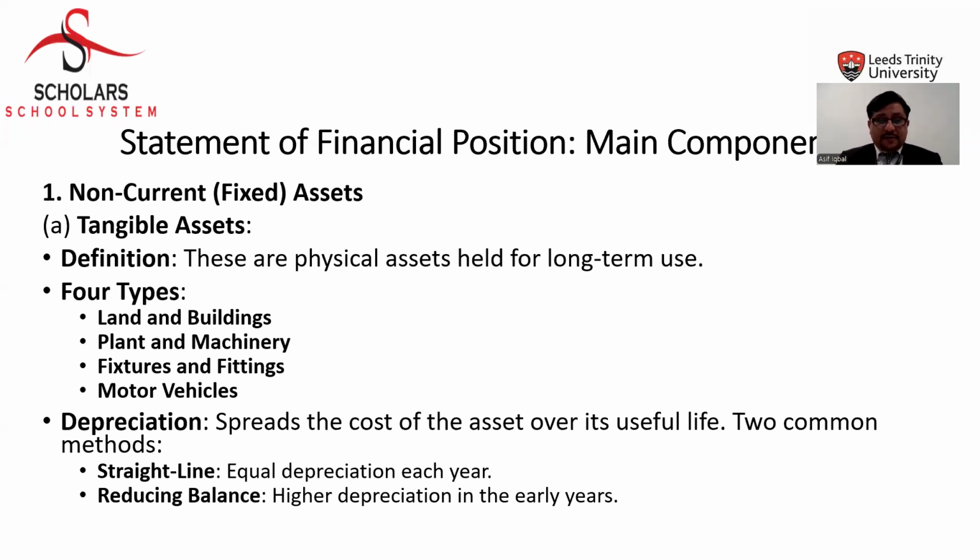Non-current fixed assets. The first one is tangible assets. Tangible assets are physical assets held for long-term use, like land, buildings, machinery, plant, furniture and fittings, motor vehicles. Depreciation is used to spread the cost of the assets over their useful life. There are two main methods used for depreciation: straight line and reducing balance. In the straight line method, the same amount is depreciated each year, while in the reducing balance method, the amount of depreciation is high in the early years and is reduced in the coming years.